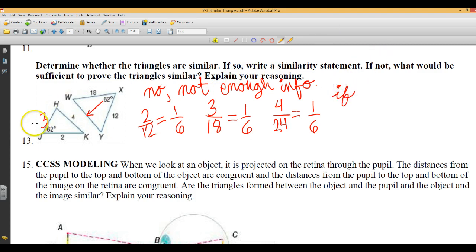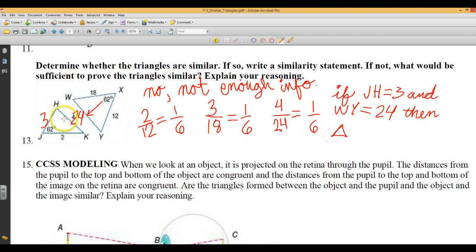but if JH is 3 and WY is 24, then we could say that triangle HJK, and careful that we put this in the same corresponding order.